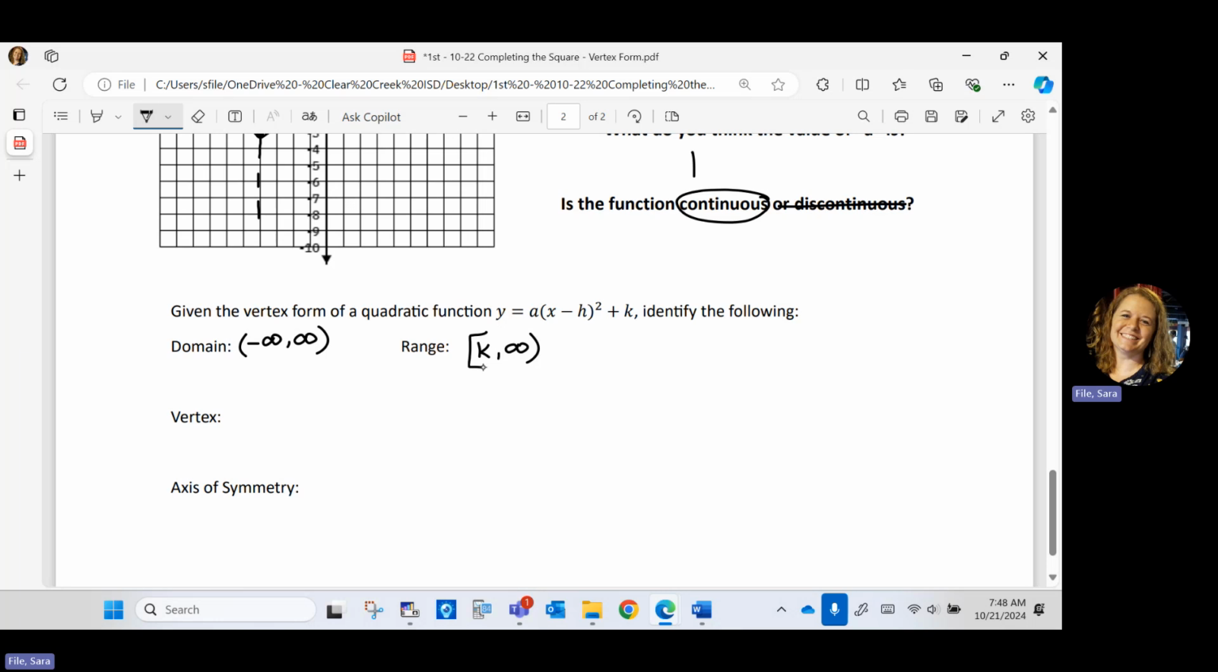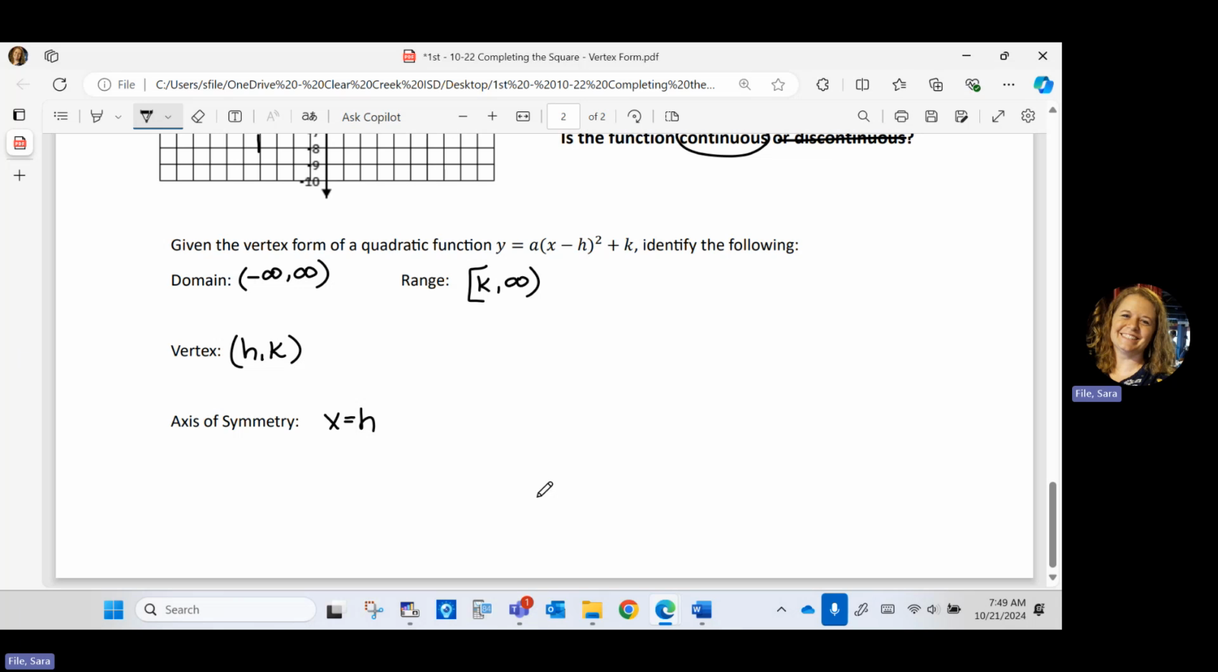What's the vertex? H, K. What's the axis of symmetry? X equals H. Don't forget, we write it as an equation. But that's it. This is to know without any numbers. Whatever numbers end up in vertex form, you know the range, the vertex, and the axis of symmetry.